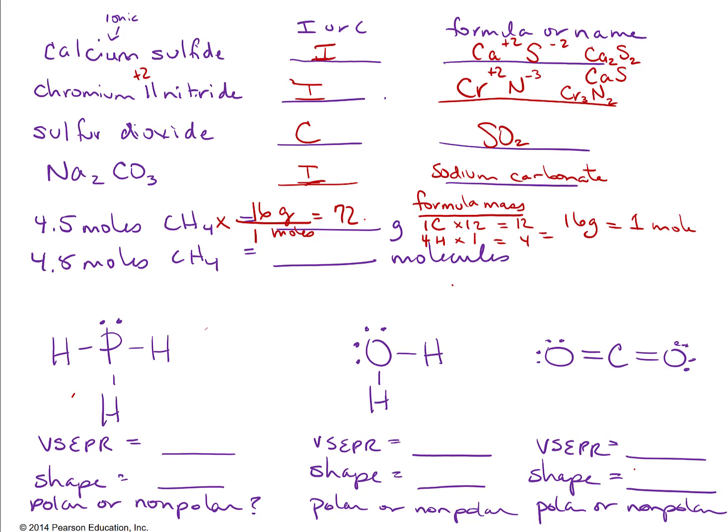But if you have moles and molecules, then what do you have to use? Avogadro's number, and that is 6.02 times 10 to the 23rd molecules is equal to 1 mole. So you don't have to do any calculations like figuring things out. You just have to use that number. So in this, 4.5 moles of CH4 times in the line, what unit goes on the bottom? Moles. Molecules will go on the top.